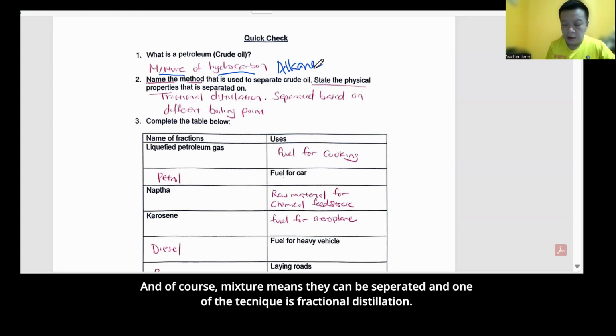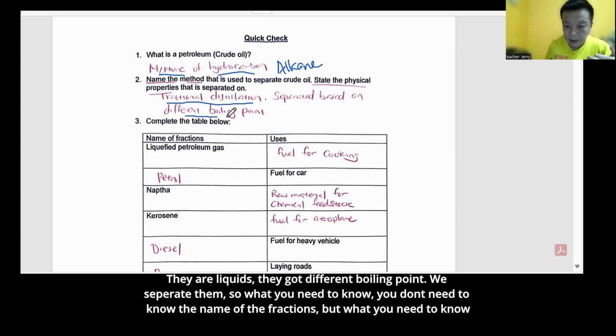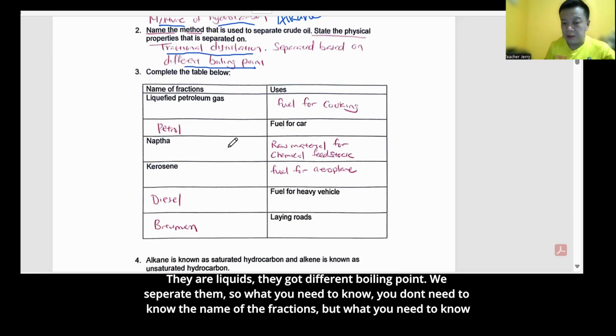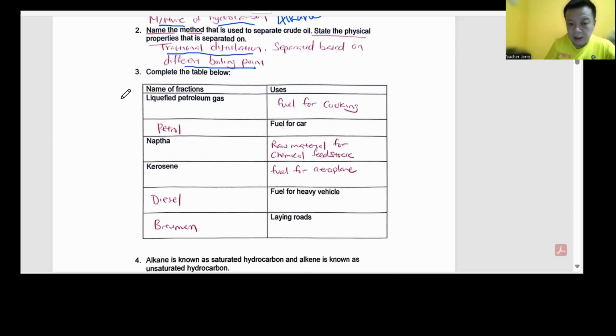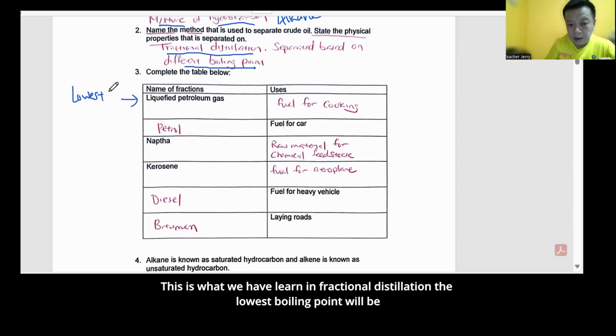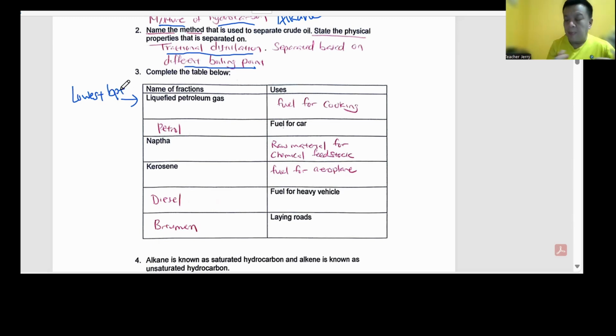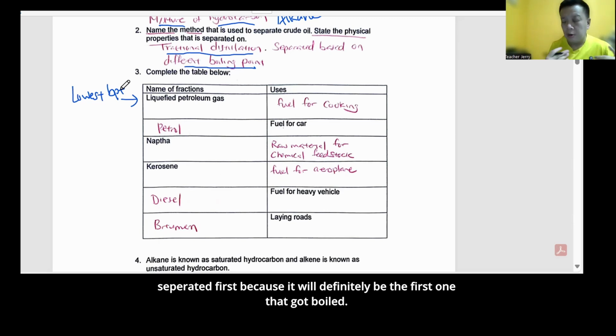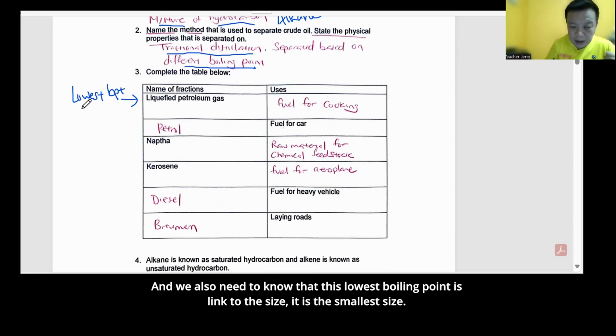And of course, mixture means they can be separated, and one of the techniques is fractional distillation. They are liquids with different boiling points, so you separate them. Now you don't really need to know the names of the fractions, but you need to know that the top of the fractionating column has the lowest boiling point. This is what we have learned in fractional distillation. The lowest boiling point will be separated first because it will be the first one to boil. And this lowest boiling point is linked to the size. It's a smaller size.